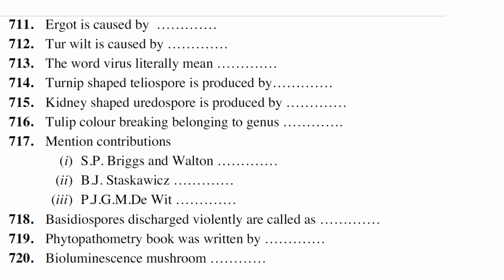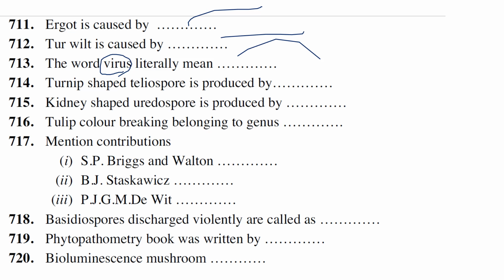The next one is ergot. Ergot disease is caused by Claviceps purpurea; you can remember the Claviceps species. Tarai wilt is caused by Fusarium oxysporum. The term virus literally means a Latin word meaning poison or venom or slimy liquid, which was given by Beijerinck. Turnip shaped teleospore is produced by Hemileia.